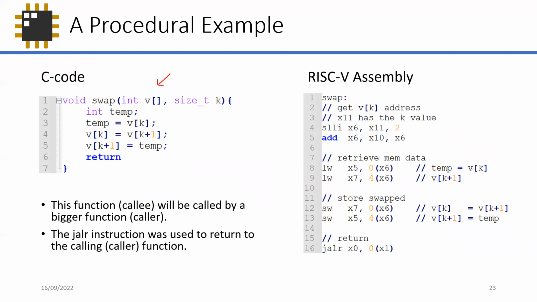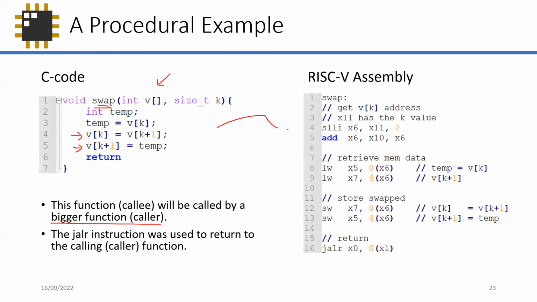So if you look at here, what it literally does is just swap positions between two locations within a memory or in an array. Is that simple? So this swap here is a callee, because later on it will be called by a bigger function, which is the caller.